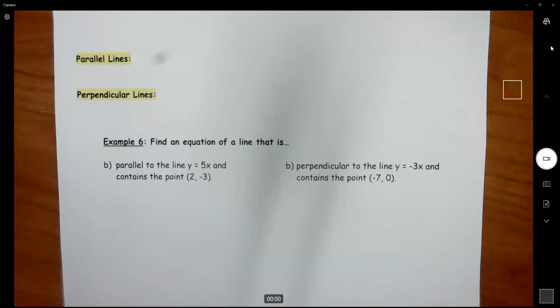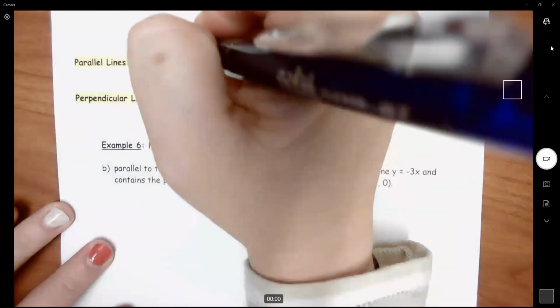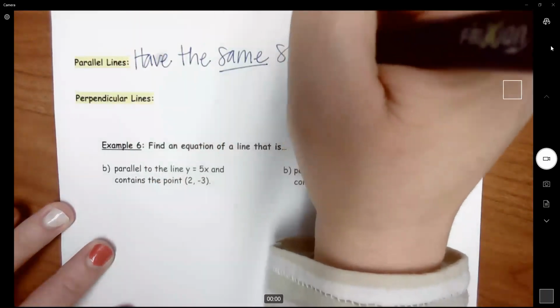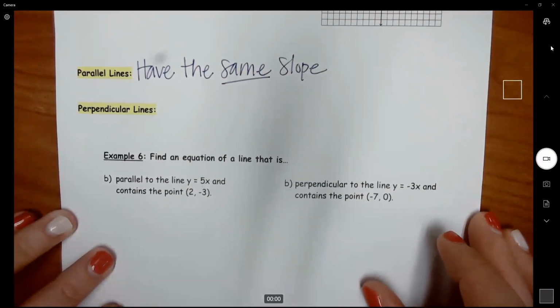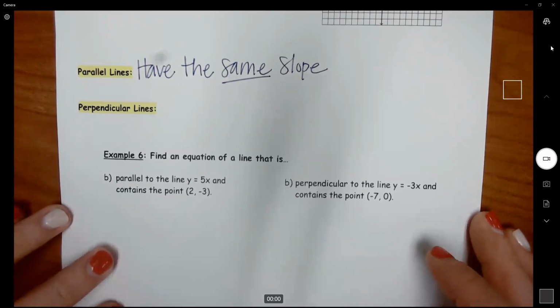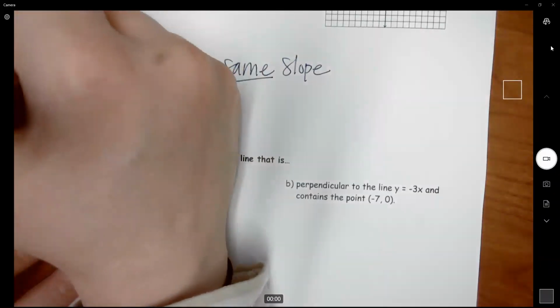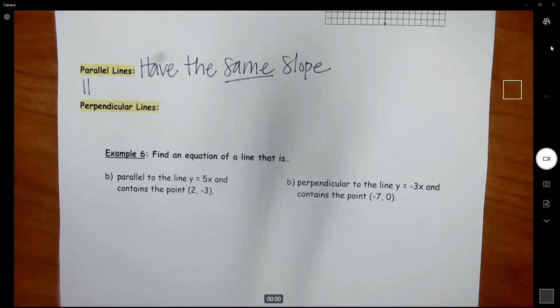In this lesson, we're going to go over parallel and perpendicular lines. When you have parallel lines, what that means is that you have the same slope. Parallel lines have the same slope. And the symbol for parallel lines looks exactly like parallel lines. It looks like two lines or two L's right there together. So I will be using those symbols.